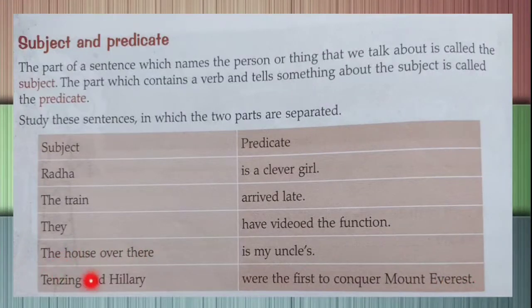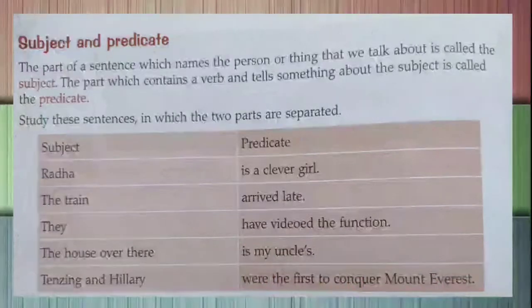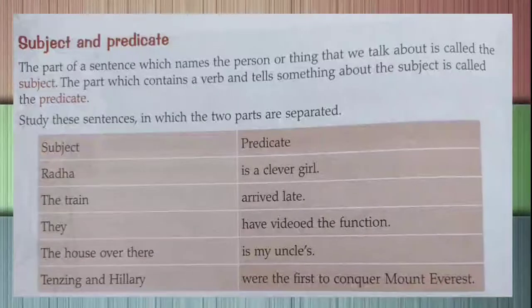Tenzing and Hilary were the first to conquer Mount Everest. Both of these names are nouns, and there is more information about Tenzing and Hilary, that they were the first to conquer Mount Everest. Were is a verb, and the first to conquer Mount Everest is more information. So I hope, students, it's clear for you what is subject and what is predicate in a sentence. Now let's see the exercise related to it.